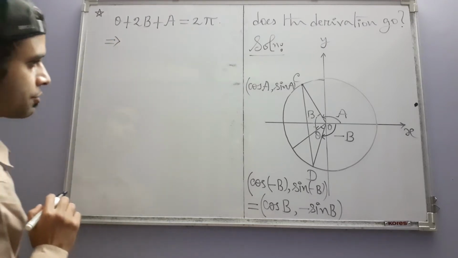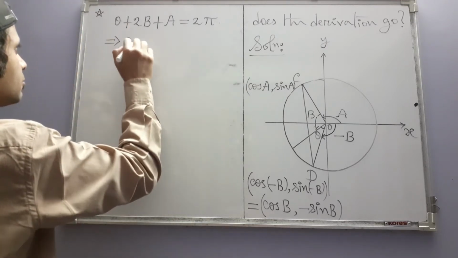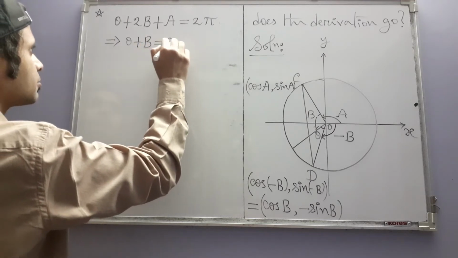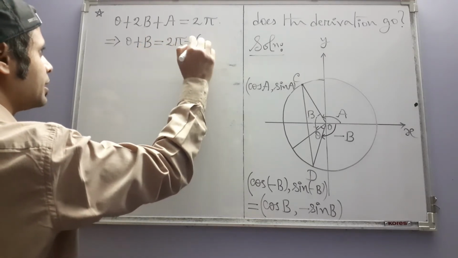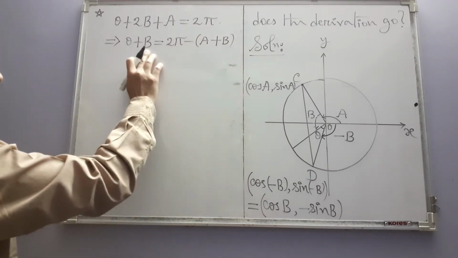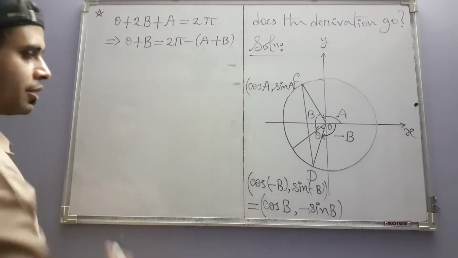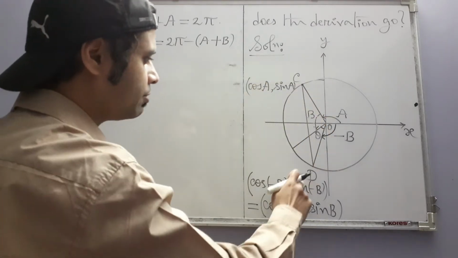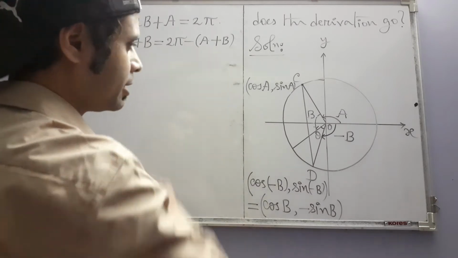So this gives us what? Theta plus B is 2 pi minus A plus B. 1b we have kept here and 1b we have taken on that side. So that means our angle COD is 2 pi minus A plus B.